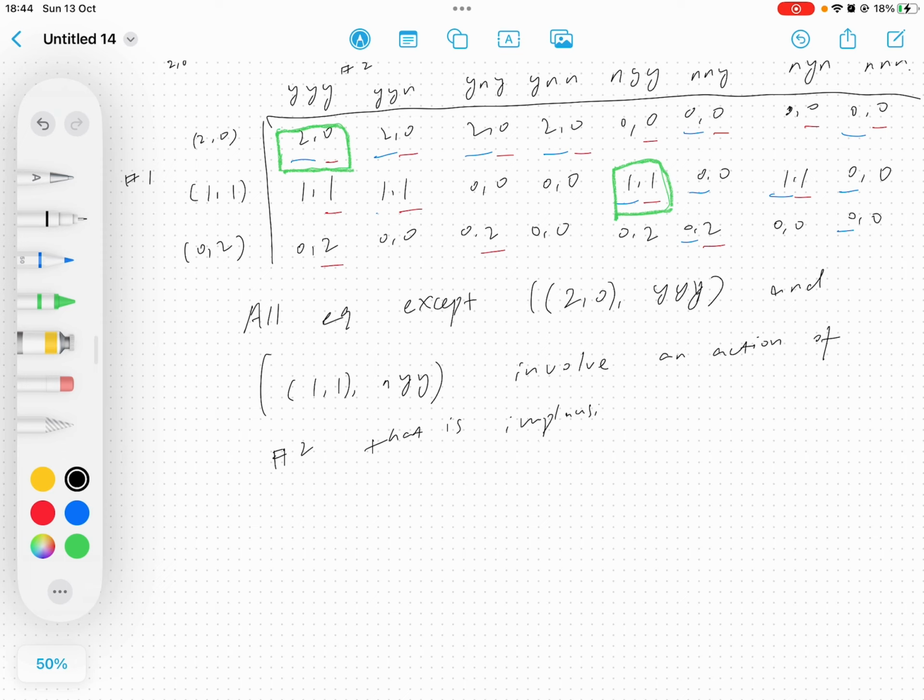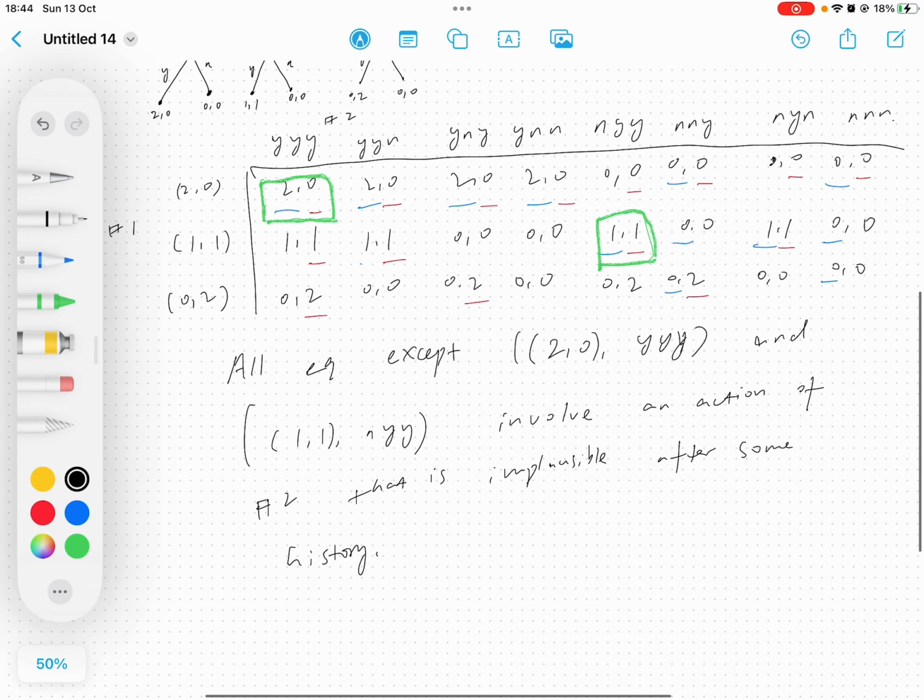Okay, after some history from player one, right? And that is simply because player two rejects some proposal that gives player two at least one of the coin or objects, right? Okay, so here we could see from this comparison between all those lots of Nash equilibria as compared with those two green ones, right?